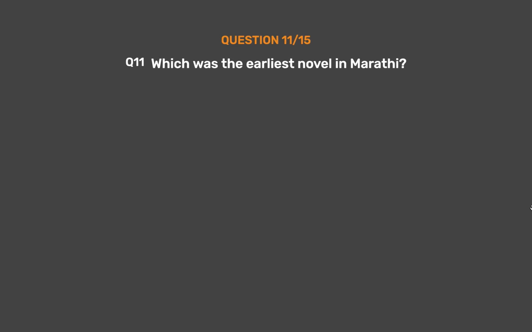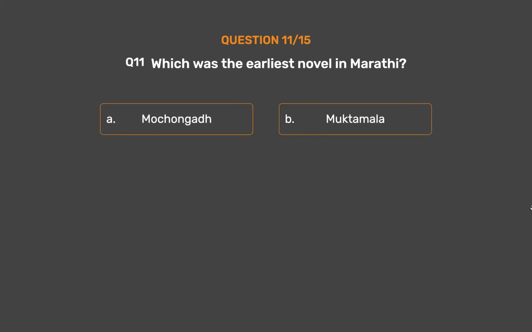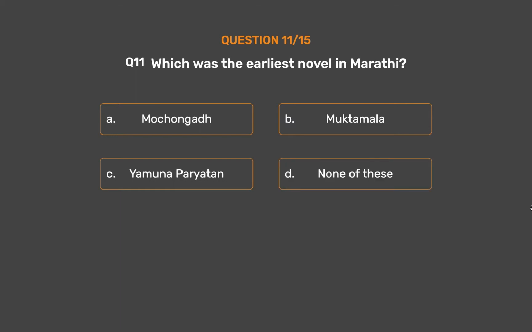Question number 11. Which was the earliest novel in Marathi? Option A. Mochongad. Option B. Muktamala. Option C. Yamuna Paryatan. Option D. None of these.